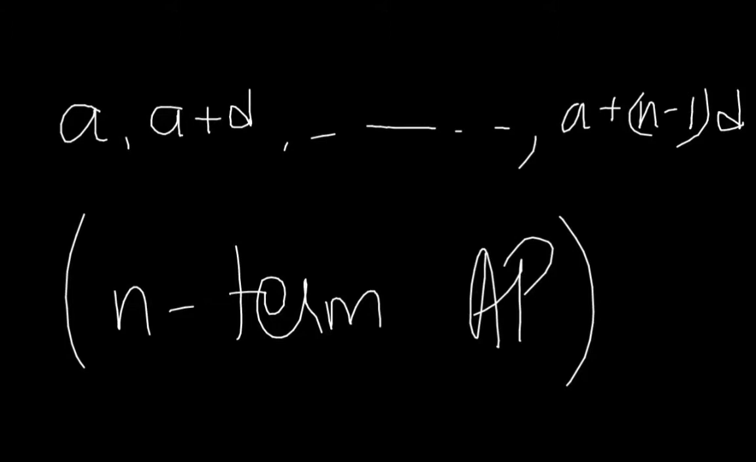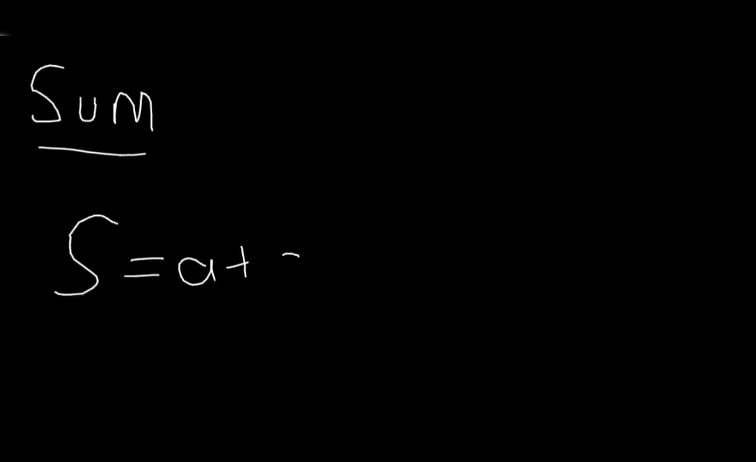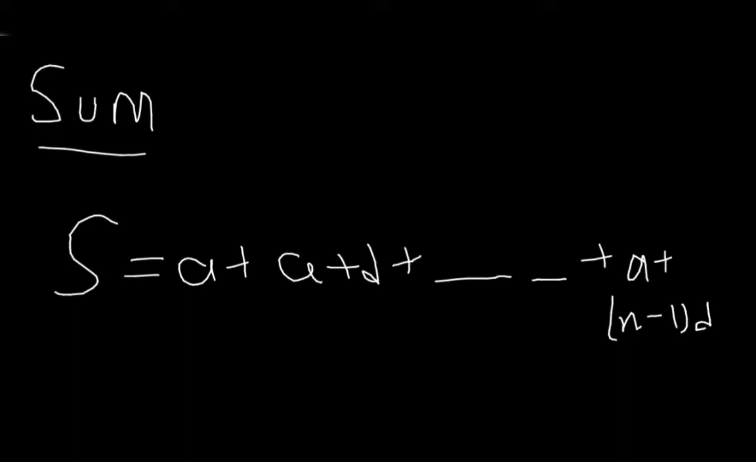So this is the first thing. This is an n term series. N term AP means AP that has n terms. Simple way: if I want to find the sum of this series, it will be nothing but a plus (a plus d) plus and so on till a plus (n minus 1)d. This will be the sum.